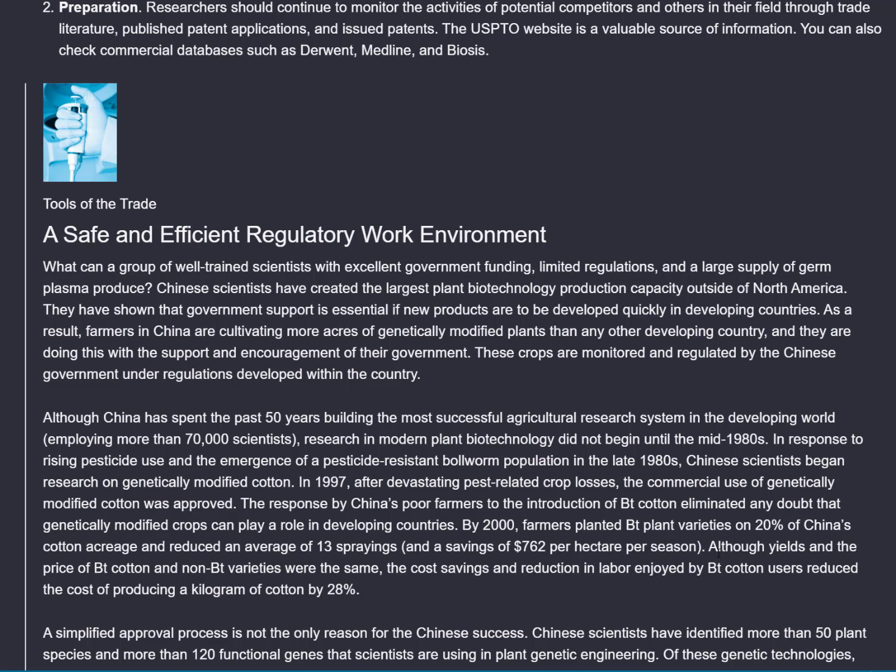Preparation. Researchers should continue to monitor the activities of potential competitors and others in their field through trade literature, published patent applications, and issued patents. The USPTO website is a valuable source of information. You can also check commercial databases such as Derwent, Medline, and Biosis.